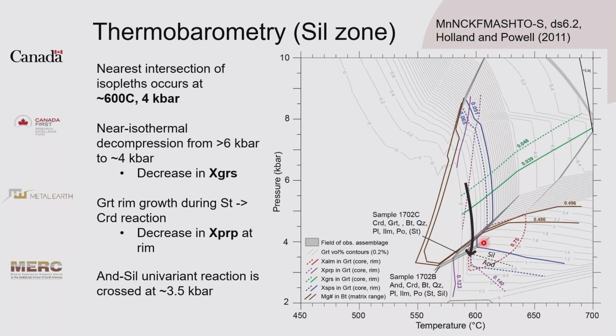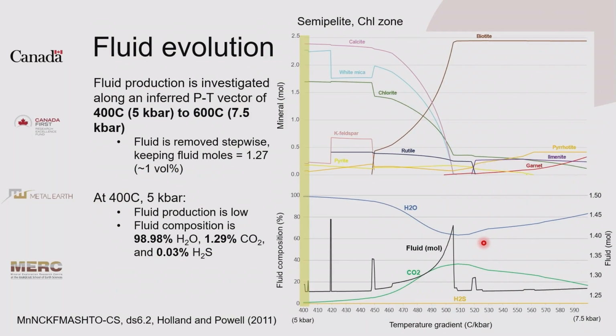Now using the gradients that we just discussed, mostly the garnet zone gradient, because this is where we're getting the most fluid production. At the start, we have a semipelite, or maybe even a calc-semipelite, in the chlorite zone, which has calcite, white mica, chlorite, K-feldspar, and pyrite and pyrrhotite. This is predicted and observed in the assemblage. At 400 degrees C, the fluid is almost entirely water, with very little CO2 and very little hydrogen sulfide.